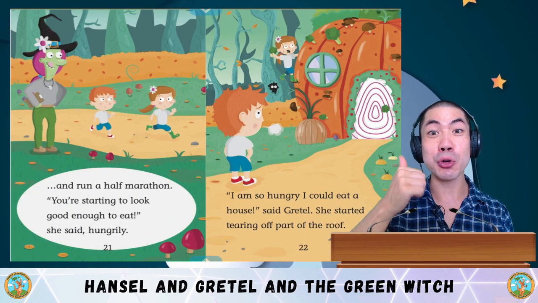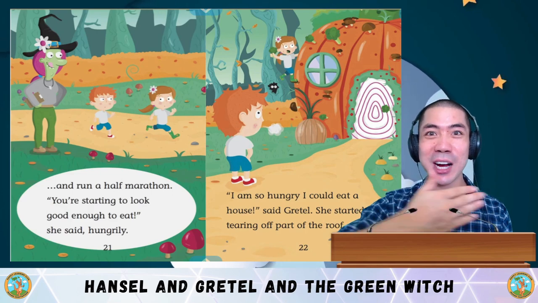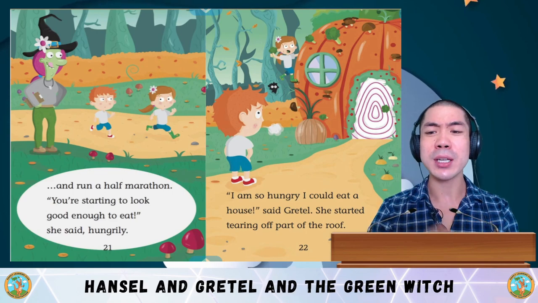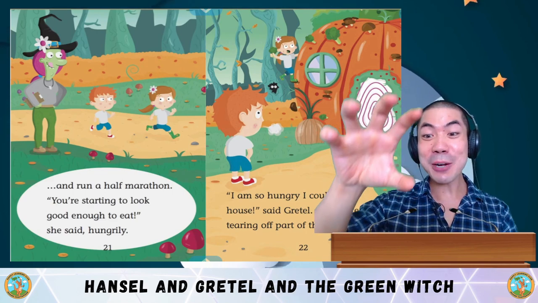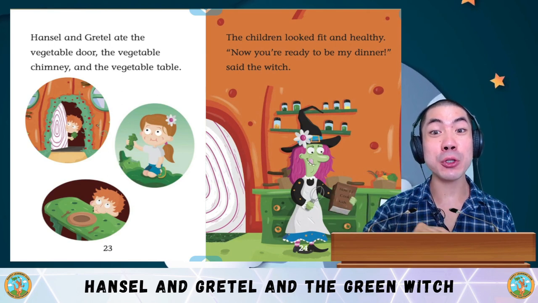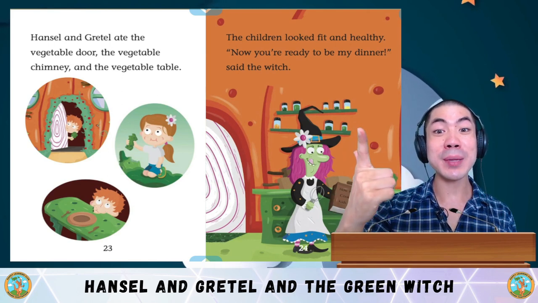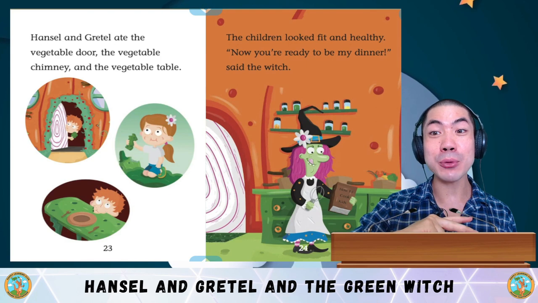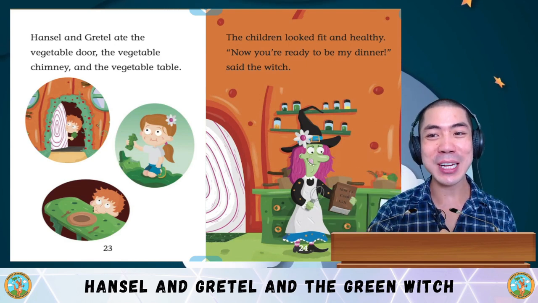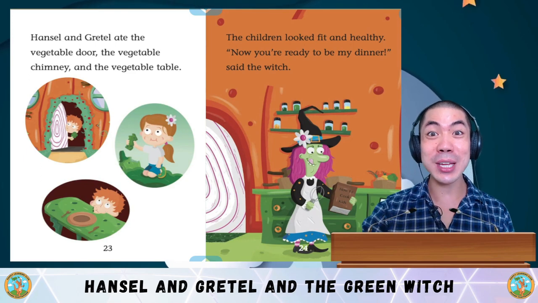"You're starting to look good enough to eat," she said hungrily. "I am so hungry I could eat a house," said Gretel. She started tearing off part of the roof. Hansel and Gretel ate the vegetable door, the vegetable chimney, and the vegetable table. The children looked fit and healthy. "Now you're ready to be my dinner," said the witch.